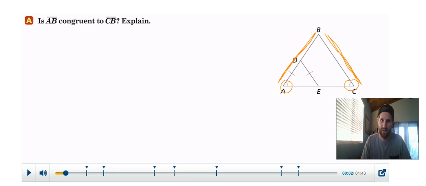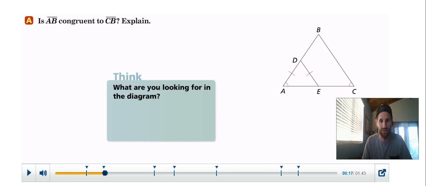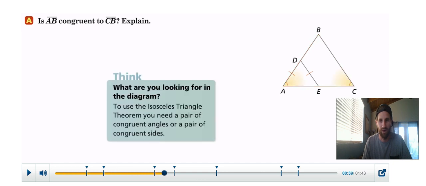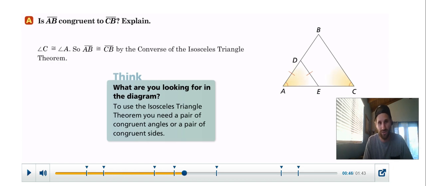So what's our answer? Well, the answer is true, and we're going to fast forward and see this. I'll show you what we want to write here. We see the base angles, and they're showing the base angles are congruent. So here's what they write, and this is what you're going to write. So C and A are congruent, so AB and CB are congruent by the converse of the Isosceles Triangle theorem.